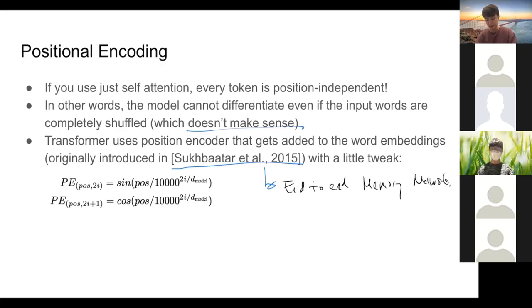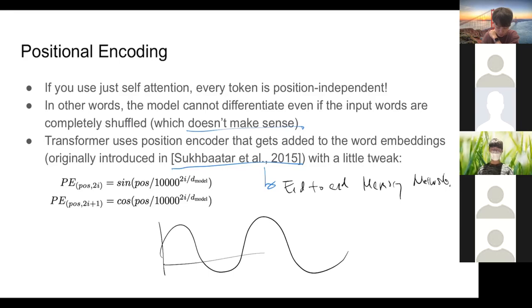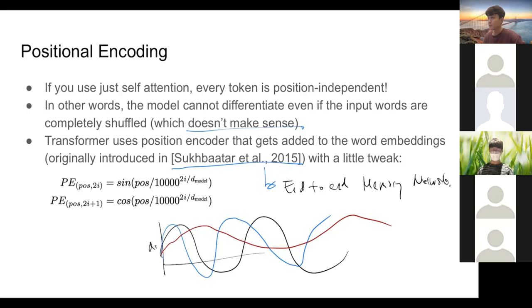But back then they didn't use the sinusoidal encoder. They actually used more of a piecewise linear encoder. But in the transformer, they instead used this sinusoidal encoder that has waves for different dimensions. So if this is dimension one, then dimension two will have a bit different phase, maybe starting here, and maybe another is like that. So the point is that you basically have a unique position vector for each position.